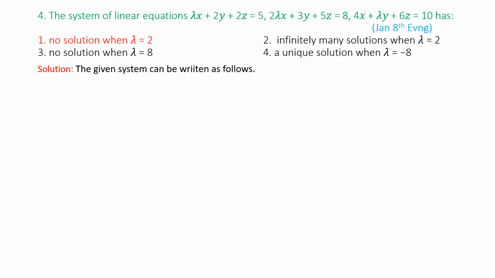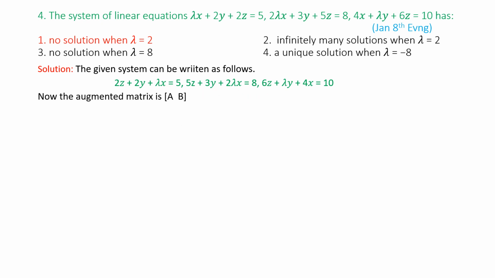Now the solution of the system is, first of all, the given system can be written as follows for our convenience. That is 2z plus 2y plus lambda x equal to 5, 5z plus 3y plus 2 lambda x equal to 8, 6z plus lambda y plus 4x equal to 10. So first it will be written z after y after x. Similarly, the remaining two equations also.